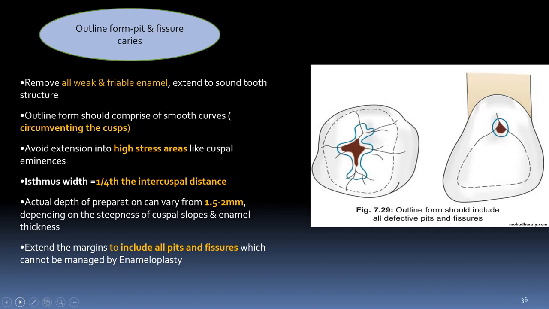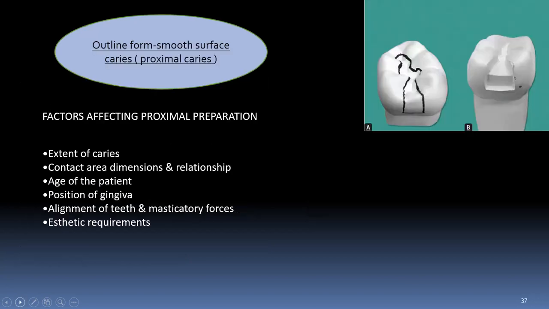The actual depth of the preparation can vary from 1.5 to 2 millimeter, and this can depend upon the steepness of the cuspal slopes and enamel thickness. And we have to extend the margins to include all pits and fissures which cannot be managed by enameloplasty.